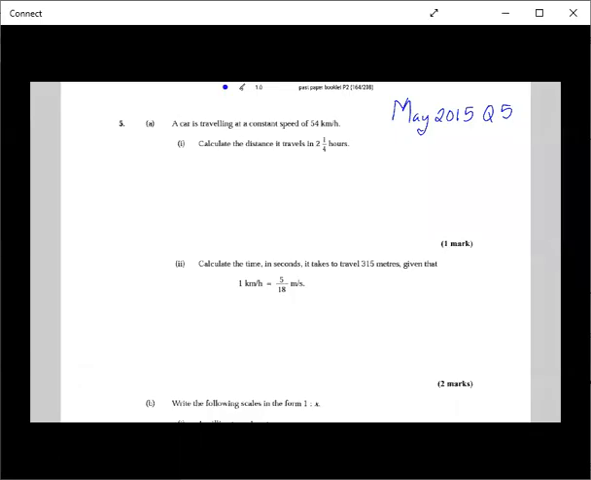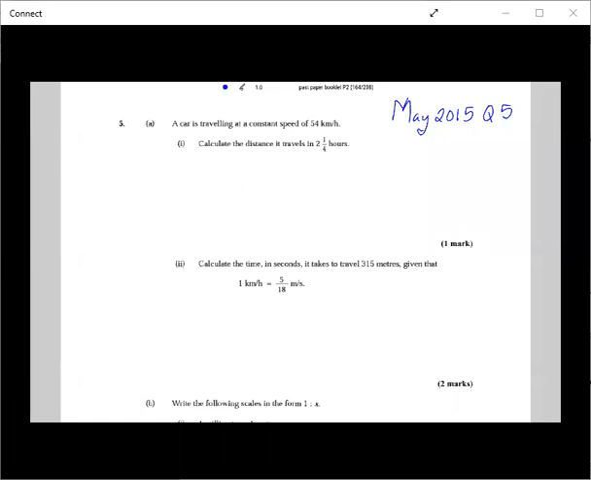All right, so this is May 2015, question number 5. It says a car is traveling at a constant speed of 54 kilometers per hour. We're to calculate the distance it traveled in 2.25 hours.